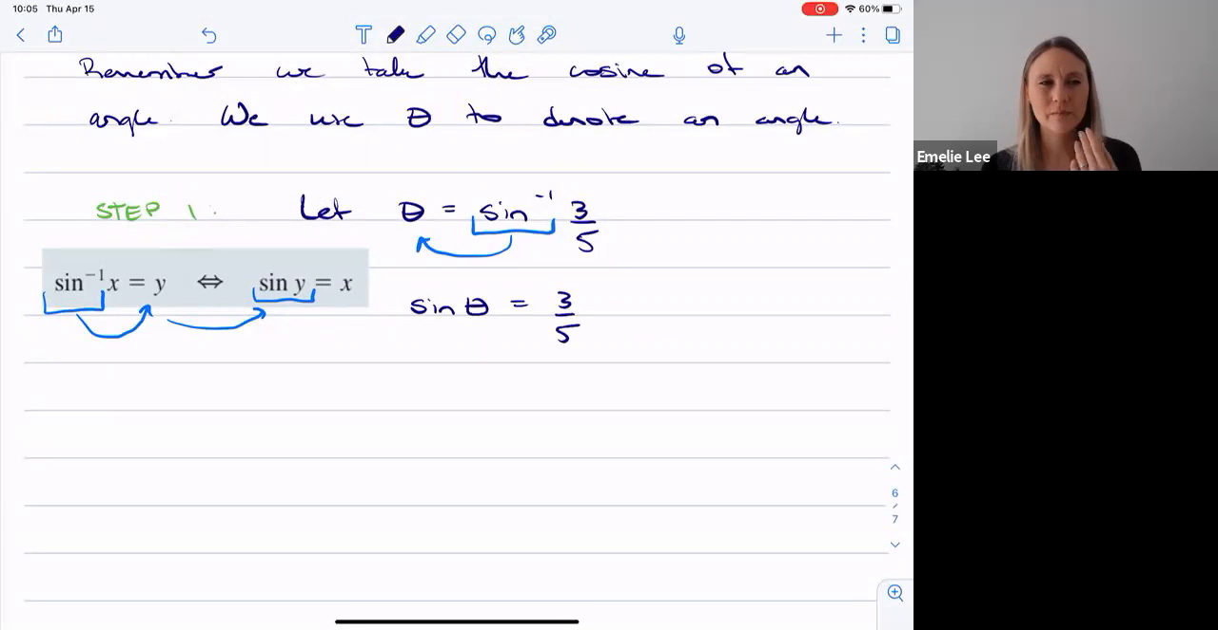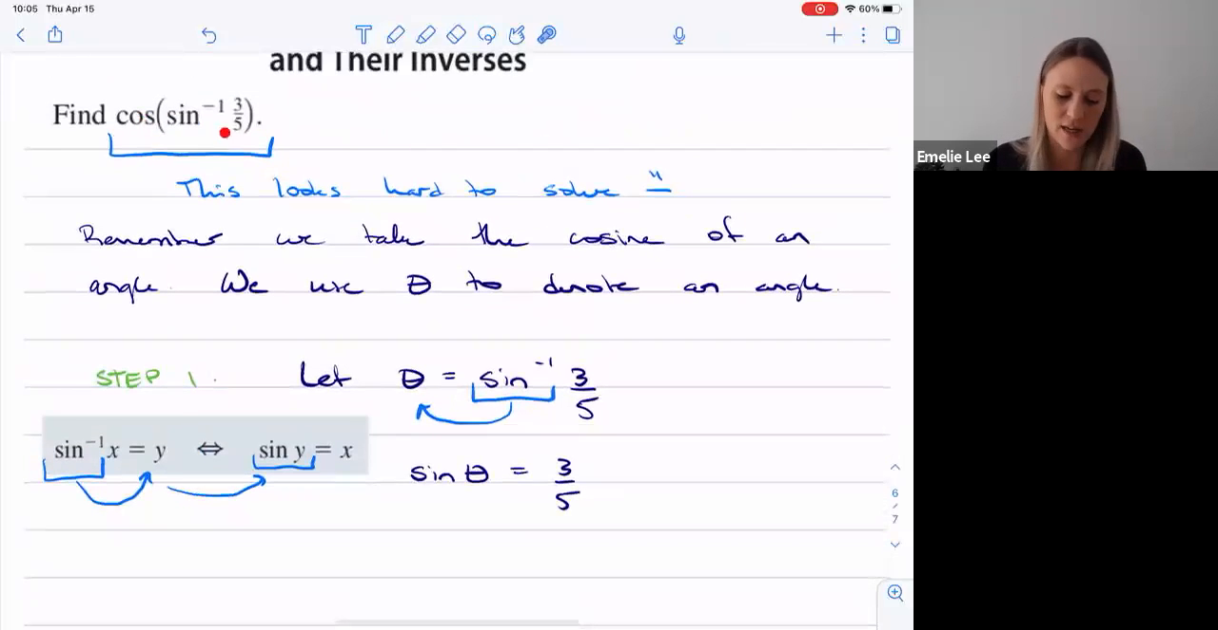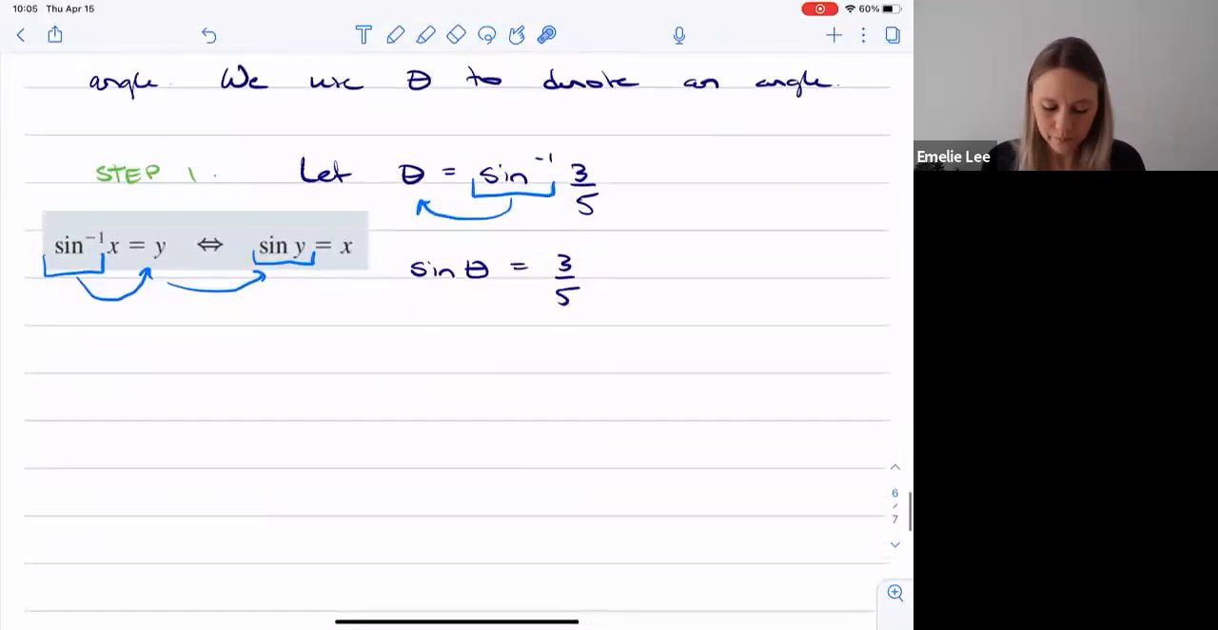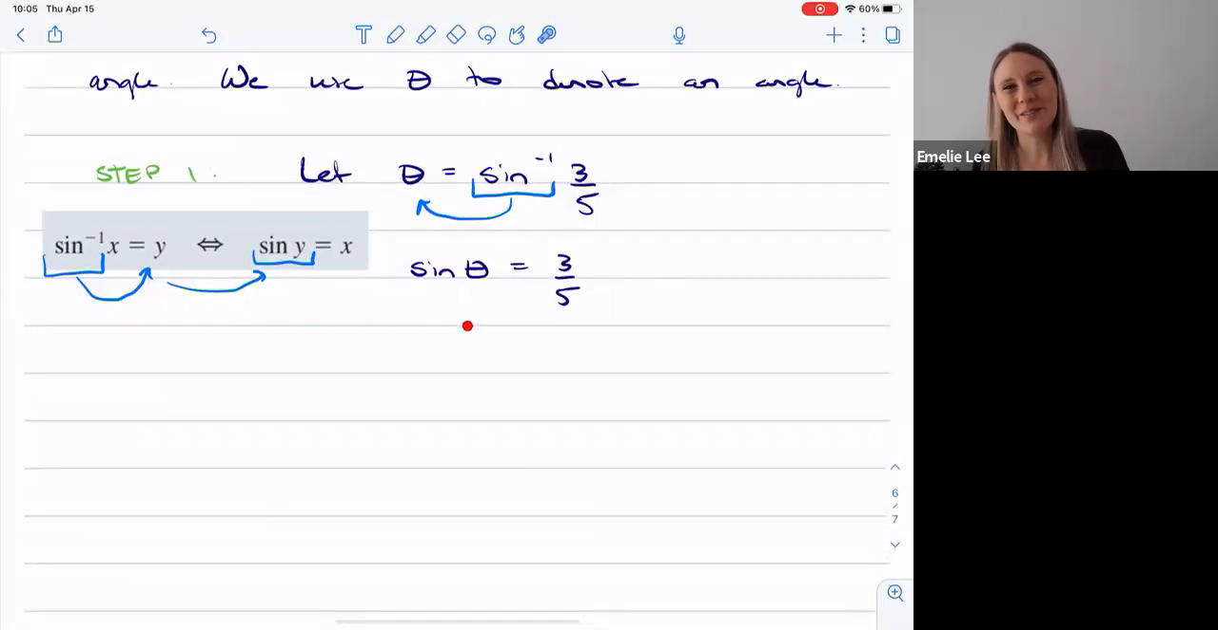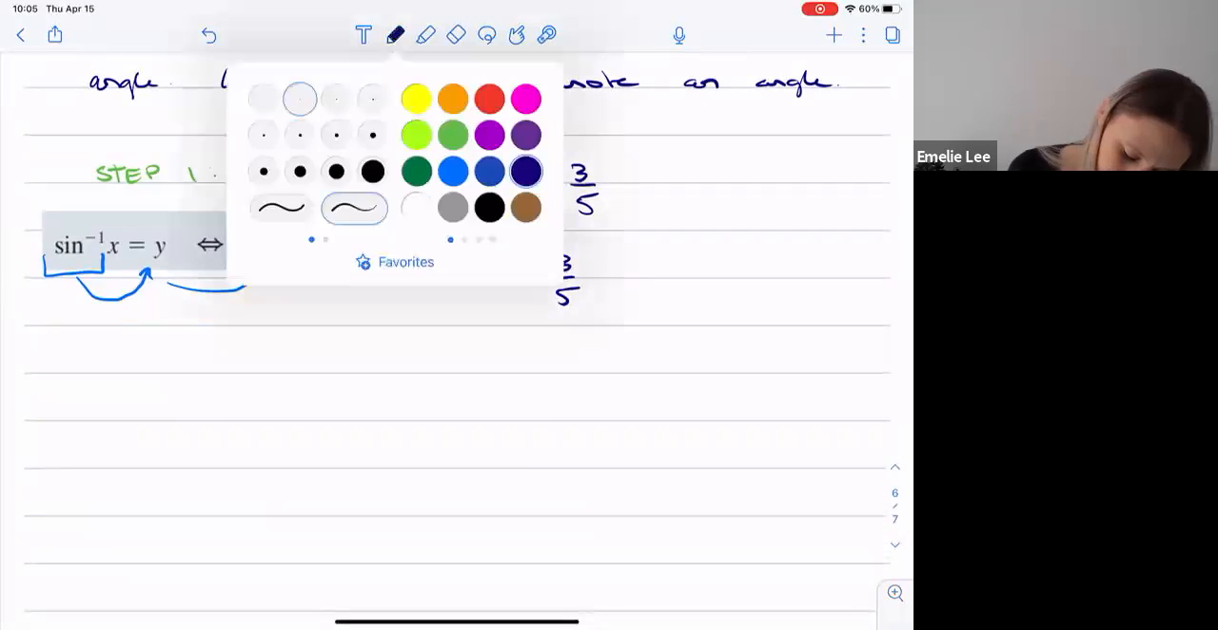Make sure that you can float this sine inverse onto the theta, which makes more sense. The sine of some angle, which we said we want to eventually find the cosine of that same theta. That theta hasn't changed. But now what I know is that sine of theta is 3 over 5. I also know from SOHCAHTOA that I can develop this right triangle.